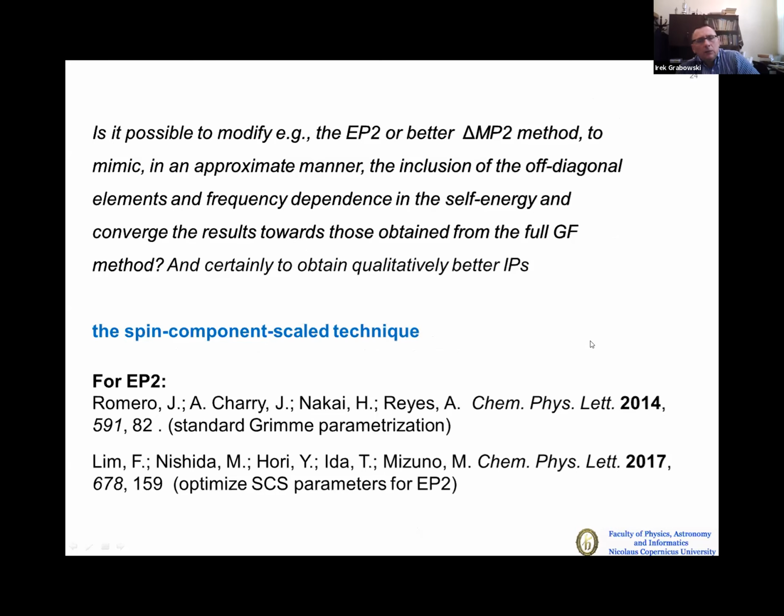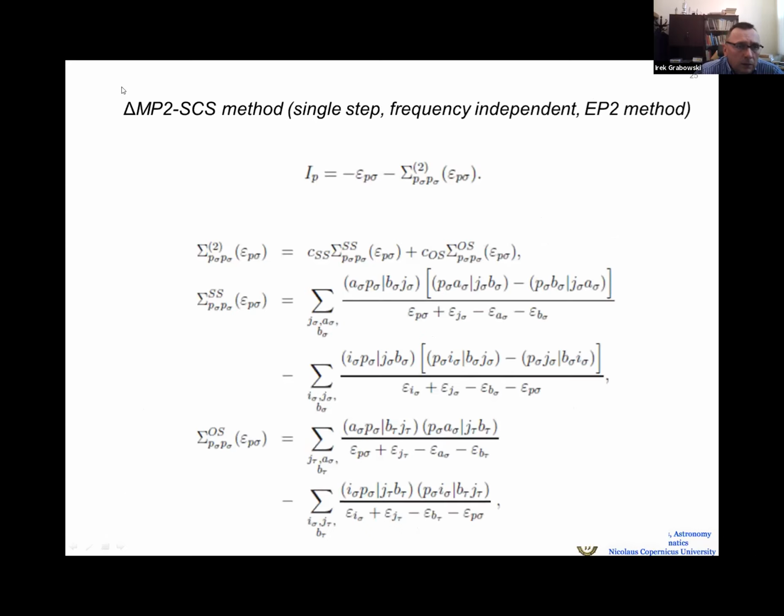So the question is, can we somehow use the spin component scaling idea to modify the delta MP2 method to improve the quality without increasing the cost? So the method which we propose, we call it delta MP2 SCS. So it's a very simple single-step calculation based on this formula.